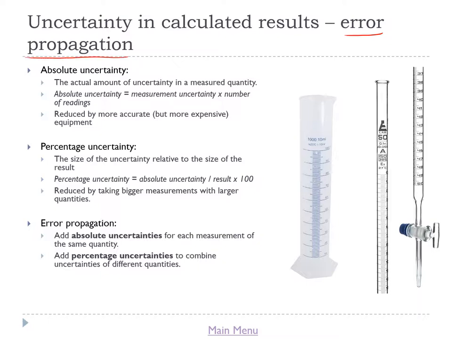Okay. Now, before we can go any further, we need to understand that there are two types of uncertainty in experimental results. We've talked about sources of error and the idea of random error and systematic error. And what those lead to is uncertainty in our calculated results. Now, we can talk about absolute uncertainty and percentage uncertainty. Absolute uncertainty is the actual amount of uncertainty in a measured quantity in the units it's measured in. So for example, a ruler might measure a line as being 10.0 centimeters plus or minus 0.1 centimeters. That plus or minus 0.1 would be our absolute uncertainty.